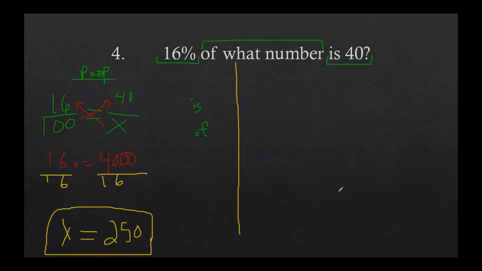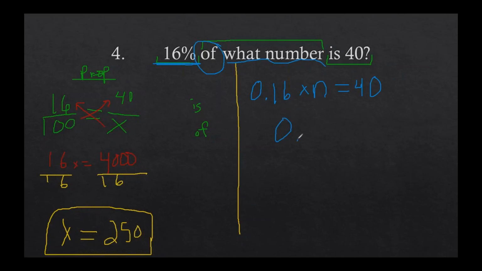Now, when we go to the equation, we kind of think left to right. So we still start with the 16%, but now I'm going to change that percent to a decimal. So 16% is 0.16 as a decimal. Of means to multiply. Ooh, I didn't want to do that. I can't undo it. That's okay. We're going to multiply by what number? Well, I'm just going to call that n for what number. Is means equals, and now I have 40.